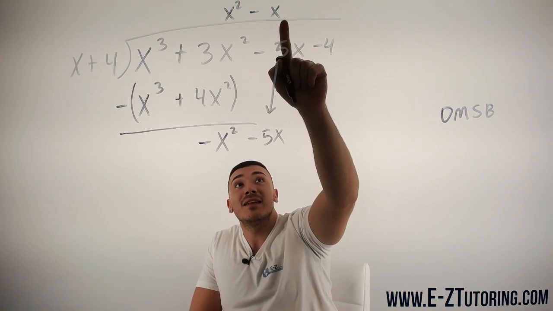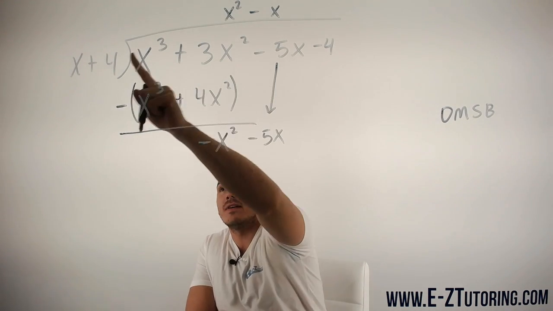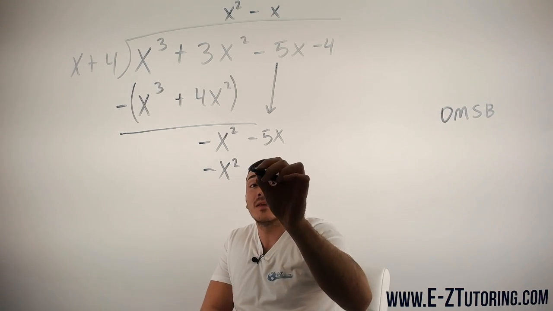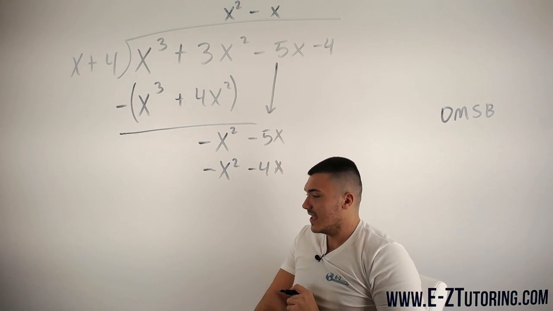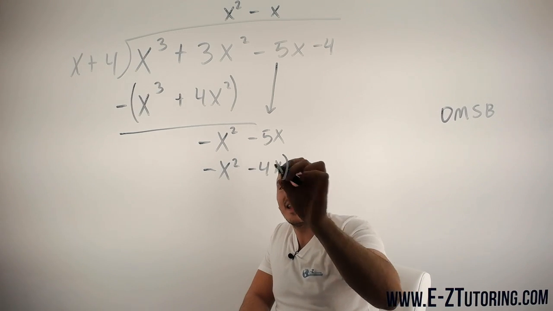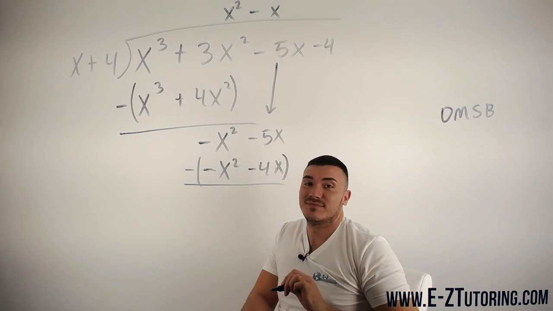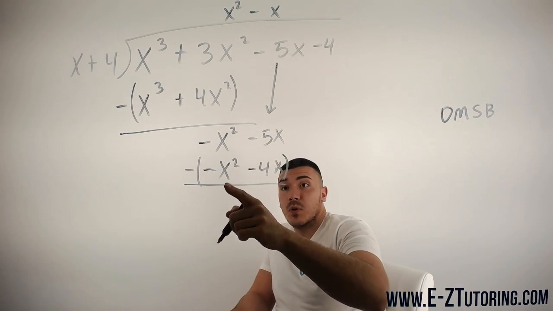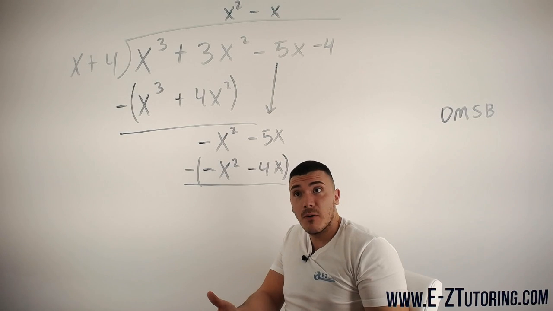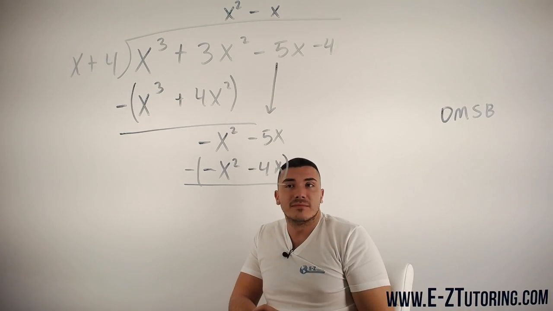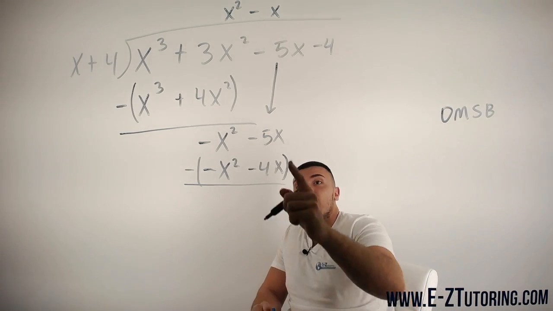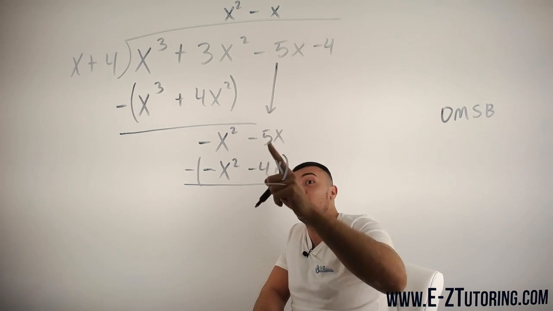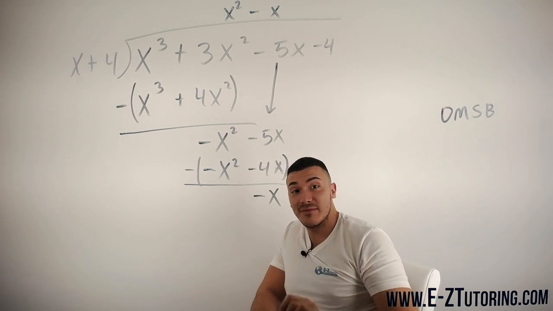We multiply negative x times all of this. Negative x times x gives us negative x squared. Negative x times 4 gives us minus 4x. Our next step is, of course, to subtract. Like I said, you want to subtract the entire thing. Negative x squared minus negative x squared turns into plus x squared, which is nothing. They just cancel out. Your first terms will always cancel out. If they don't, then you did something wrong. Negative 5x minus negative 4x is like saying negative 5x plus 4x, which gives us negative x.